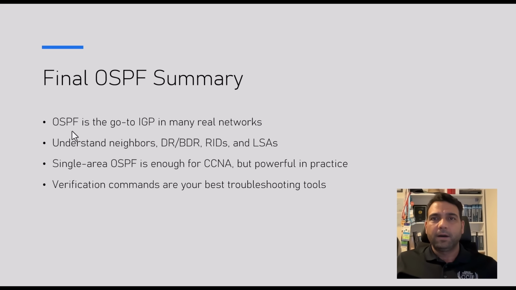So OSPF is the go-to IGP in many real networks. Like I said, that's because OSPF is standard. And you can understand neighborship, designated router, backup designated router, router IDs, different types of LSAs. You can configure single area or multiple areas, but for CCNA, you are not supposed to configure multiple areas, although I just did it for you. And this is going to be a powerful practice story. And verification commands are going to be your best friends, of course. Be very careful about verification commands, learn them, and try to use them instead of checking the configuration to find the problem.